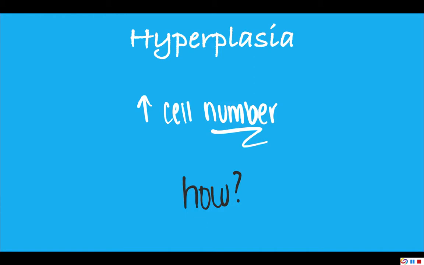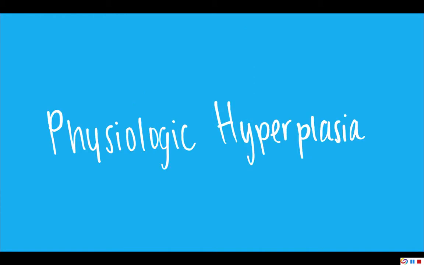cell number. So just like with hypertrophy, with hyperplasia, you can have normal physiologic hyperplasia, and you can have pathologic hyperplasia. So physiologic hyperplasia is an increase in the cell number from some normal stressor. So for example, during pregnancy, a woman's breast will get bigger. During the menstrual cycle, the endometrium will naturally get thicker. Those are normal physiologic hyperplasia.